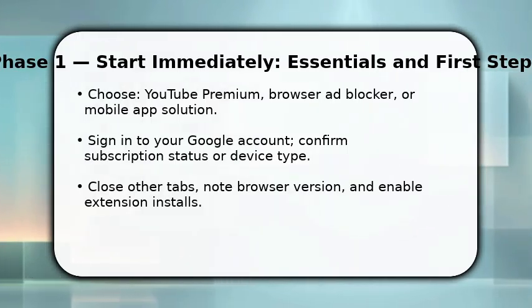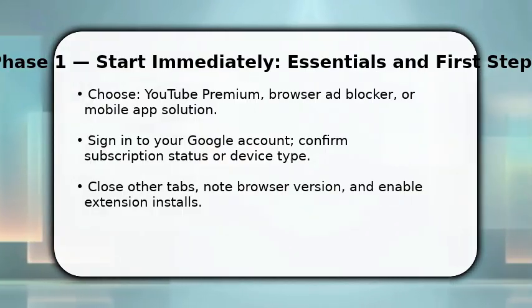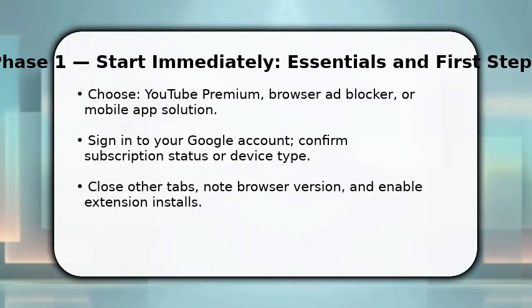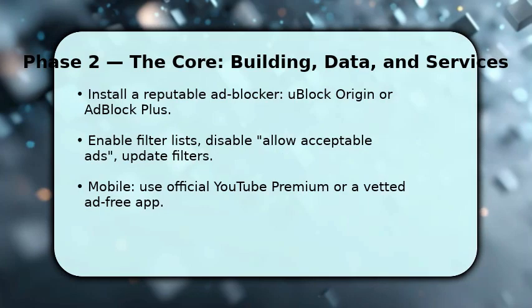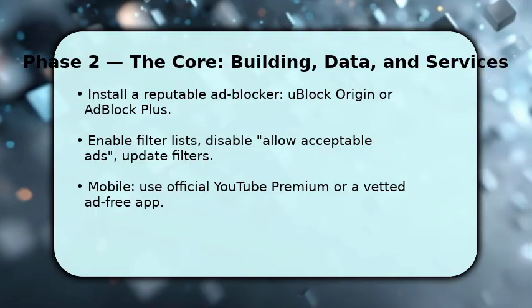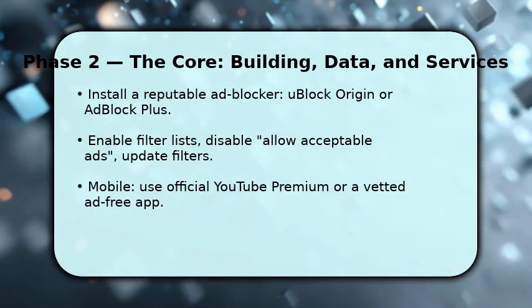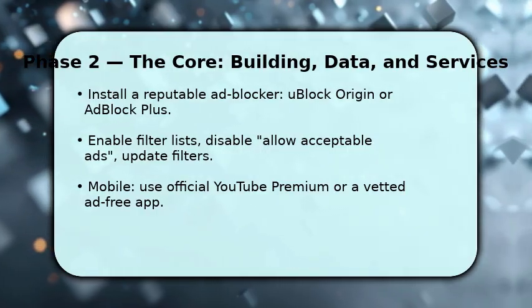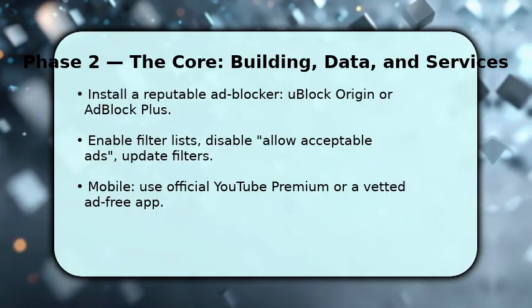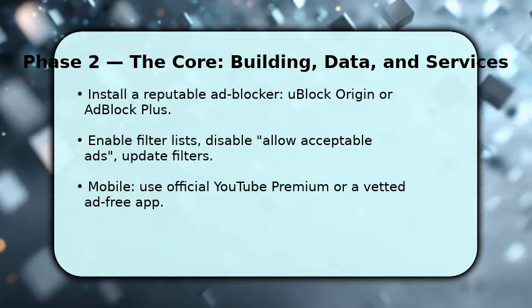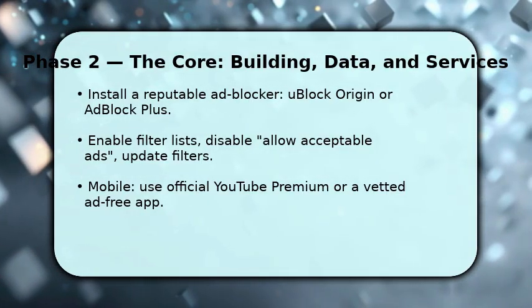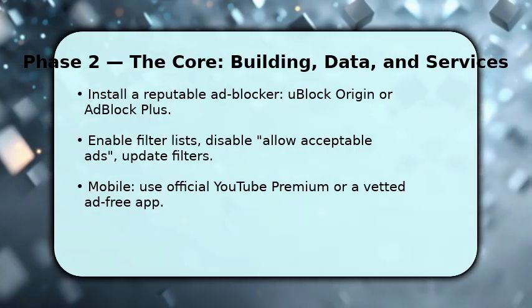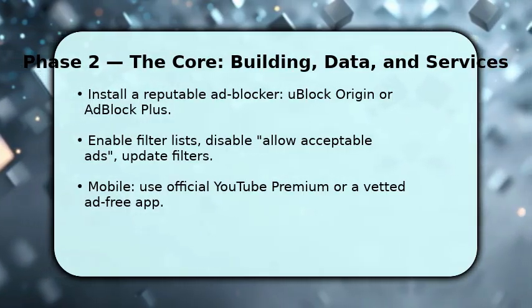Make sure to close extra tabs to prevent interference, and keep an eye on whether you want subscription-based removal or a local blocking solution. You now install and configure the blocker. Choose uBlock Origin for strong control. After installation, open Settings and enable the recommended filter lists, then explicitly turn off any Allow Acceptable Ads option. This stops partial ad allowance. Once filters update, test on a short video to confirm fewer pre-rolls.